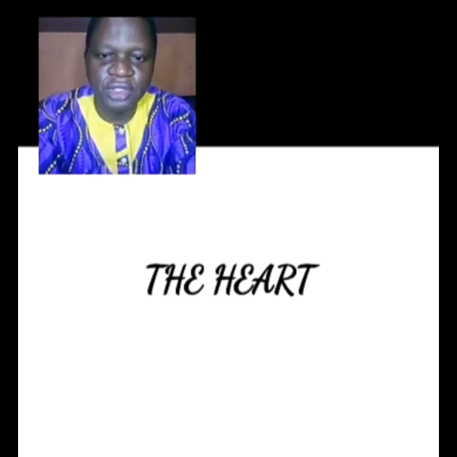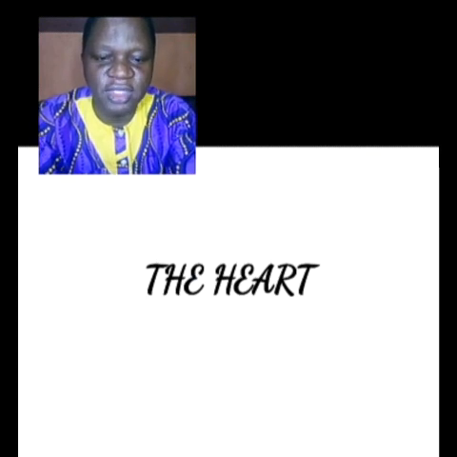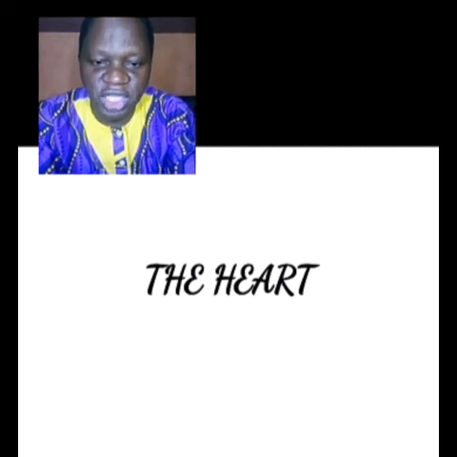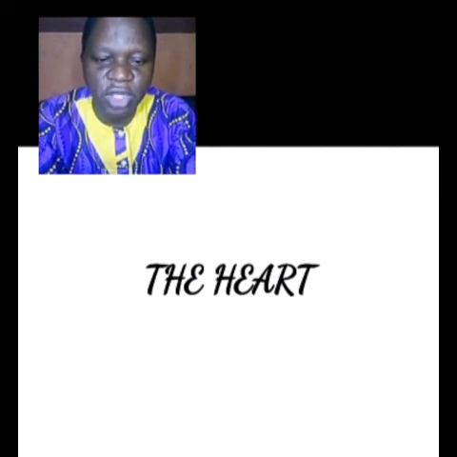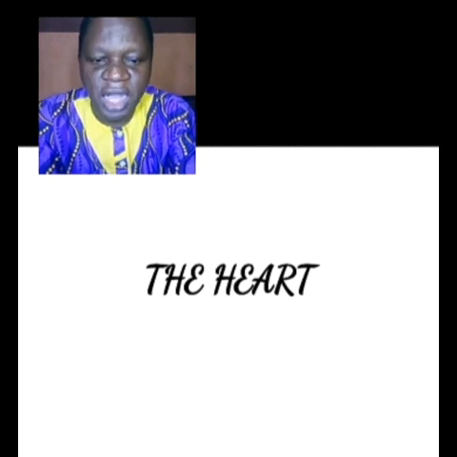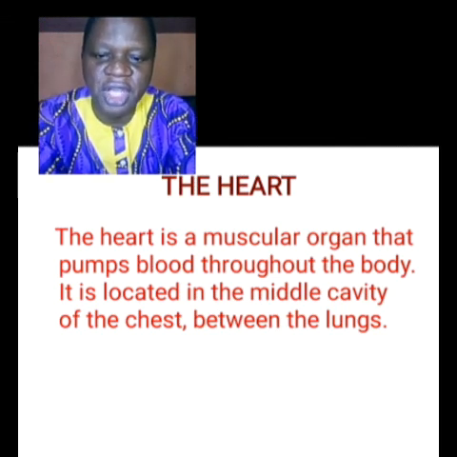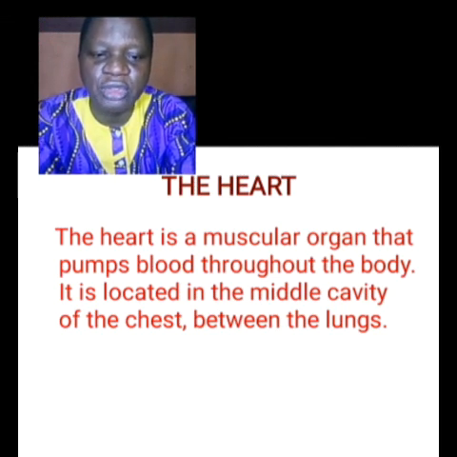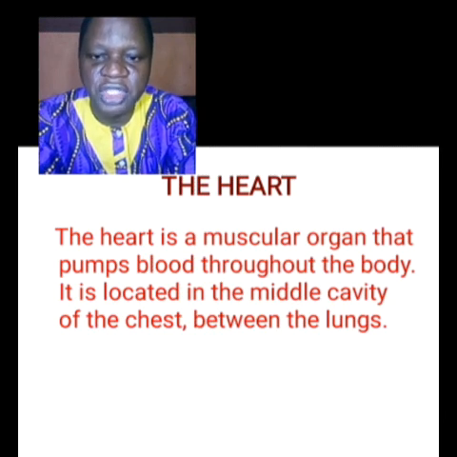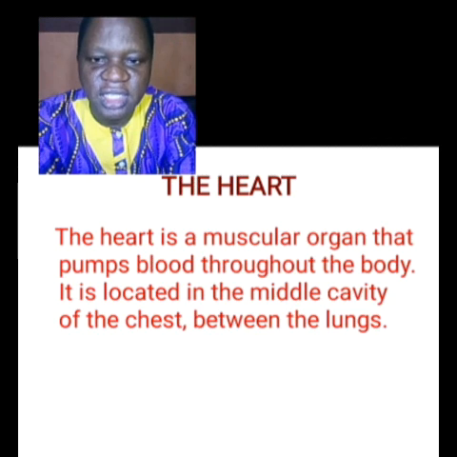Okay, so in our last class we looked at the importance of blood as a circulatory fluid and the types of blood that we have. But now we are talking about the heart as a pumping organ. The heart is basically a muscular organ that pumps blood throughout the body, delivering oxygen and nutrients to all the cells of the body. The heart is very important in the pumping of blood.